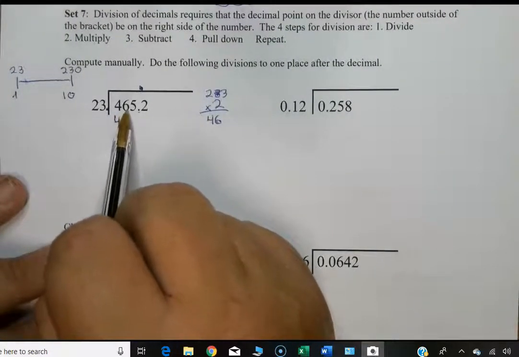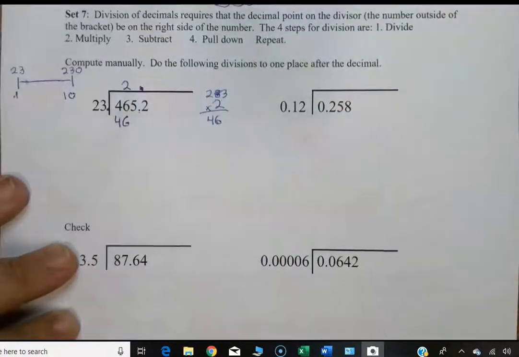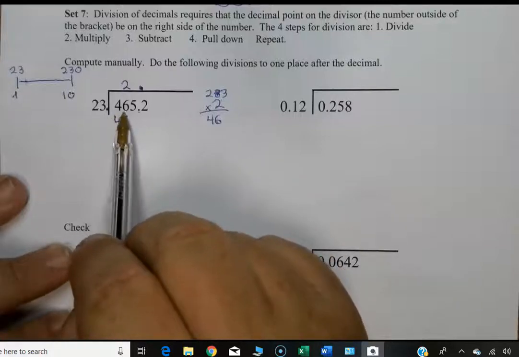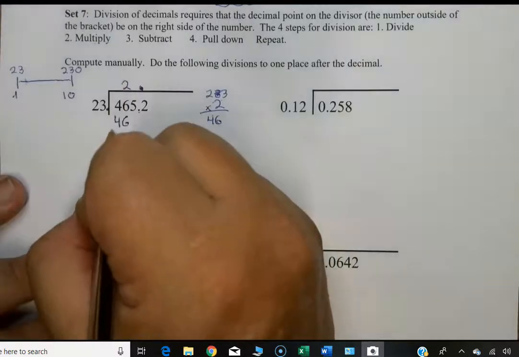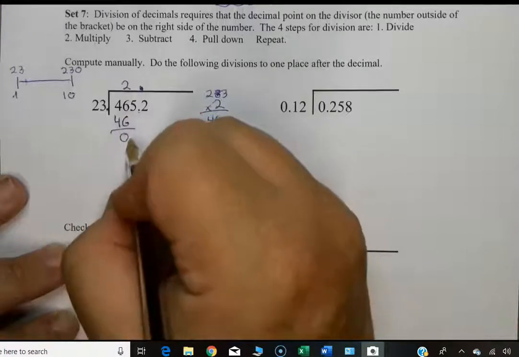So we put the 2 up above the 6, because that's the furthest digit to the right that we had to go to get that 23 to fit into the 46. So this goes into not 4, but it goes into 46, so the 2 goes above it. 2 times 23 is 46. Now we subtract, we get 0. And now we pull down, we get 5.